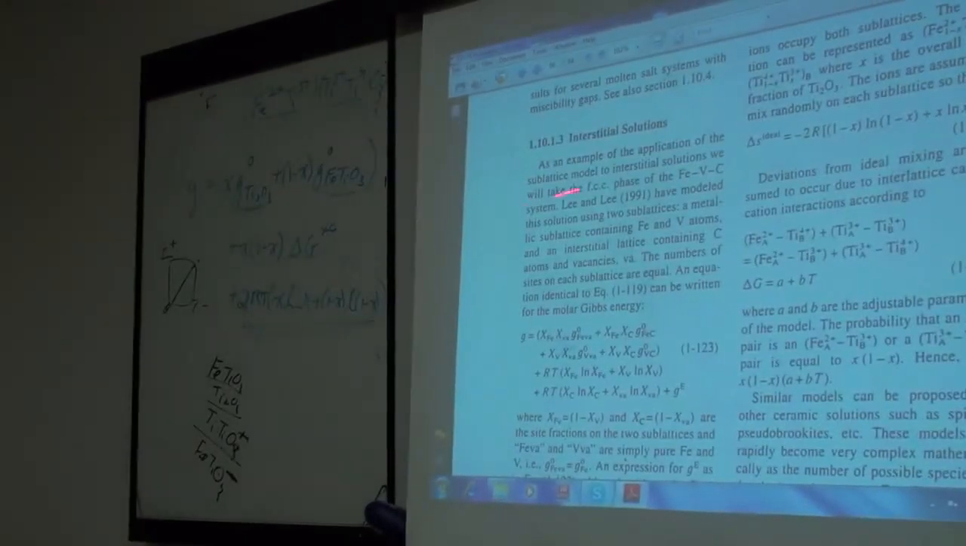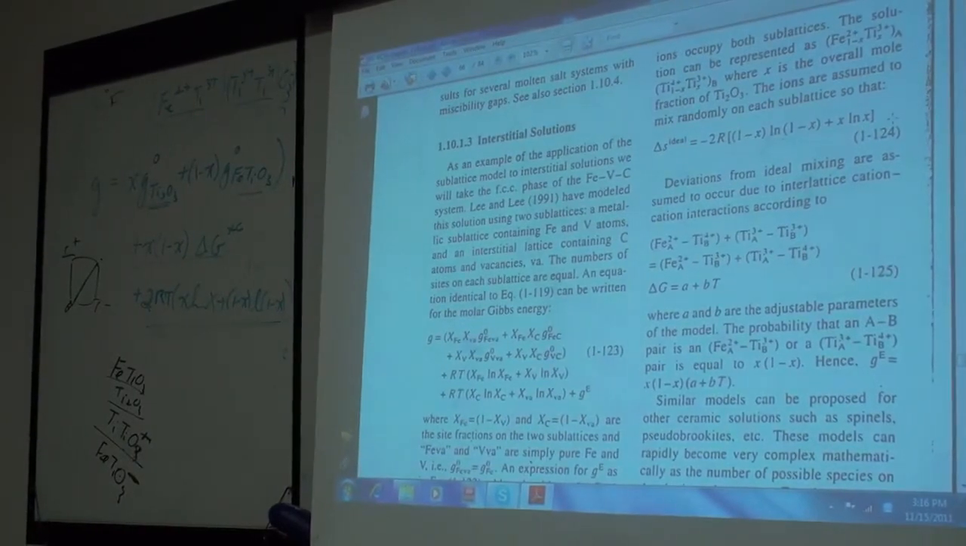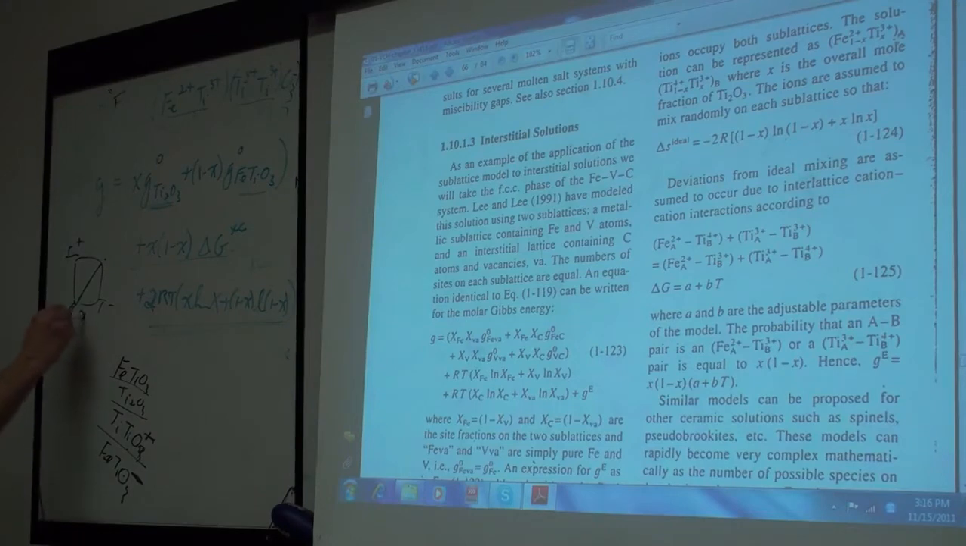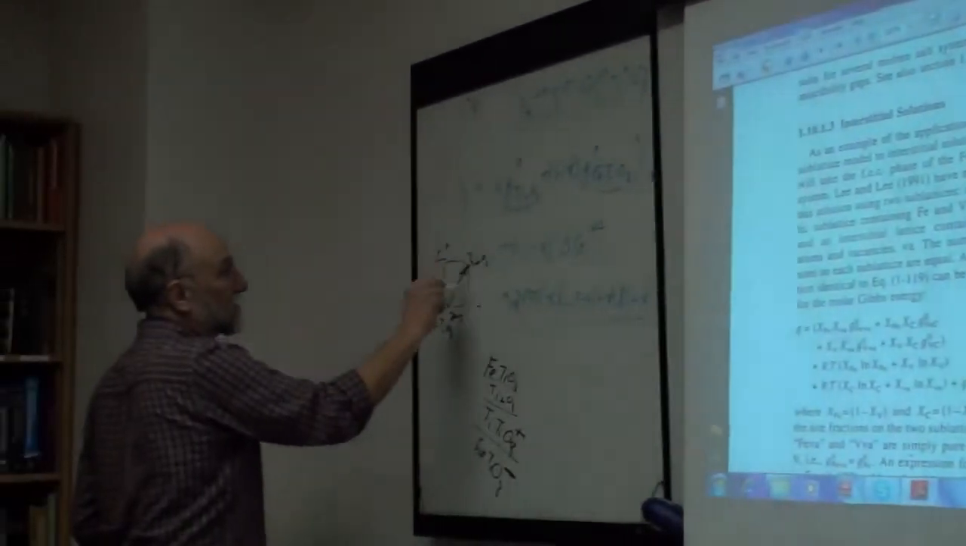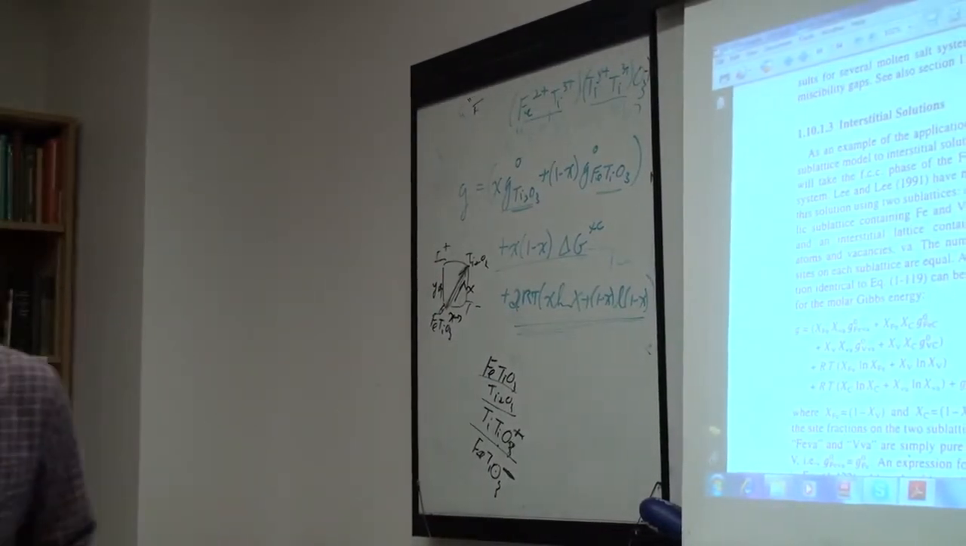So this is your random mixing term, same as before. X is the distance along here, Y is the distance along here, but X equals Y along this line, so X is really just the mole fraction as you go from ilmenite, FeTiO3, to Ti2O3. X is just the distance along. It's a binary system, if you like.